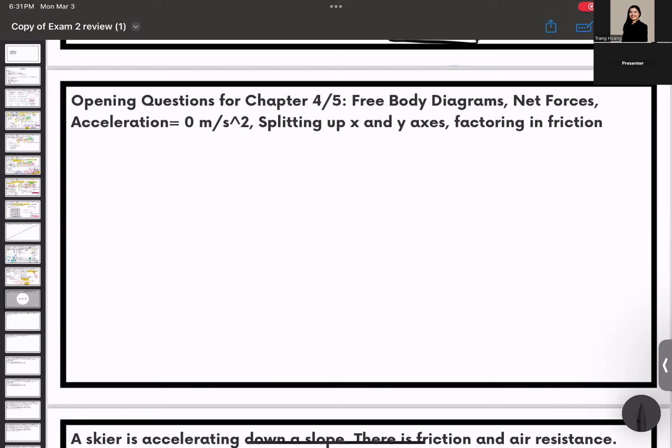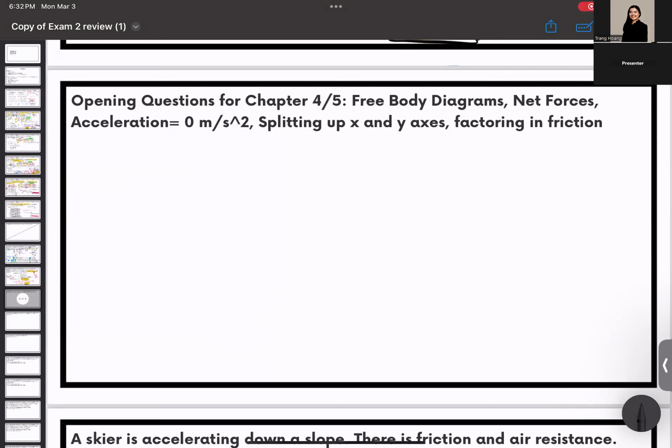When you do these free body diagrams, you should be able not only to draw them, but understand the net forces in the X direction and net forces in the Y direction. That includes being able to split up the X and Y axes, and later on factoring in friction. I said acceleration equals 0 meters per second squared because as you practice more, you'll see that oftentimes when there is no movement in a certain direction, there's no acceleration. When there's no acceleration, all the forces on the opposite sides equal one another.